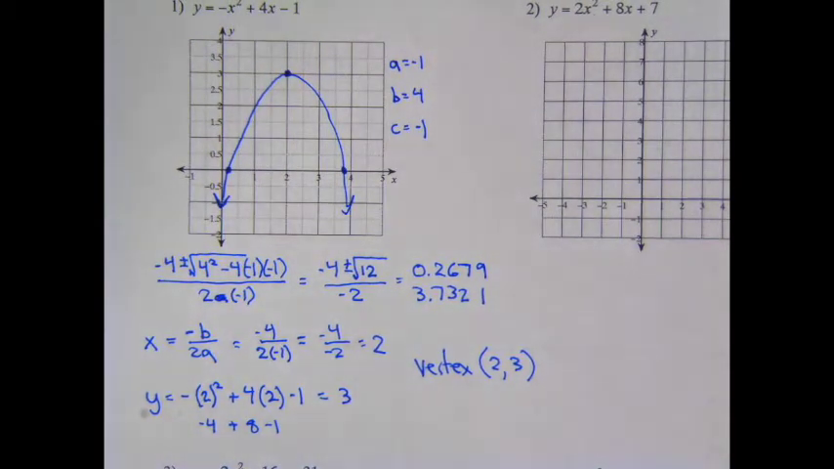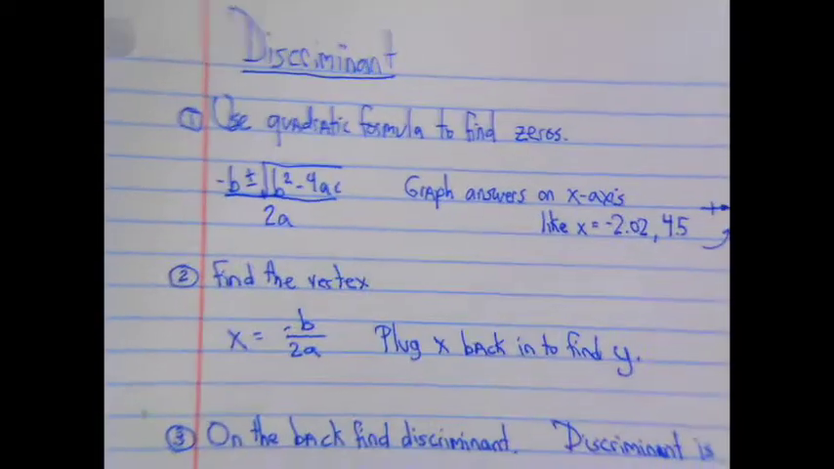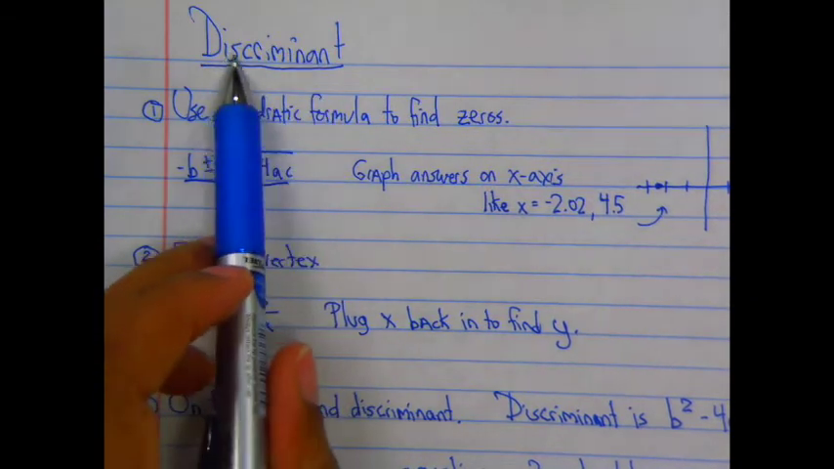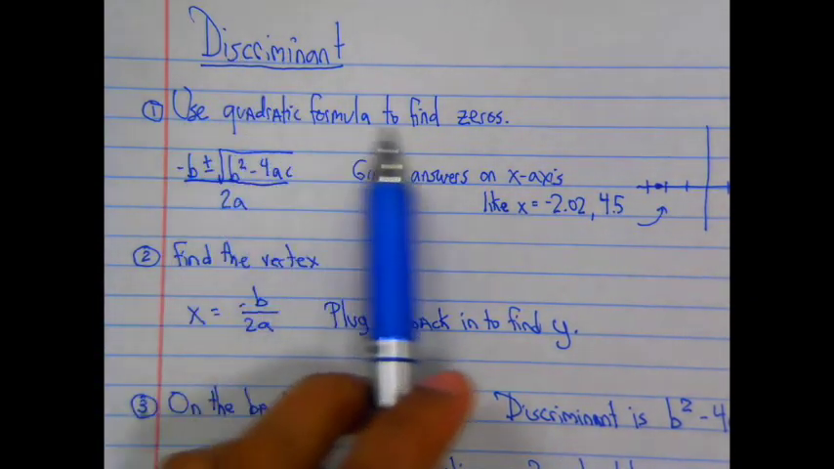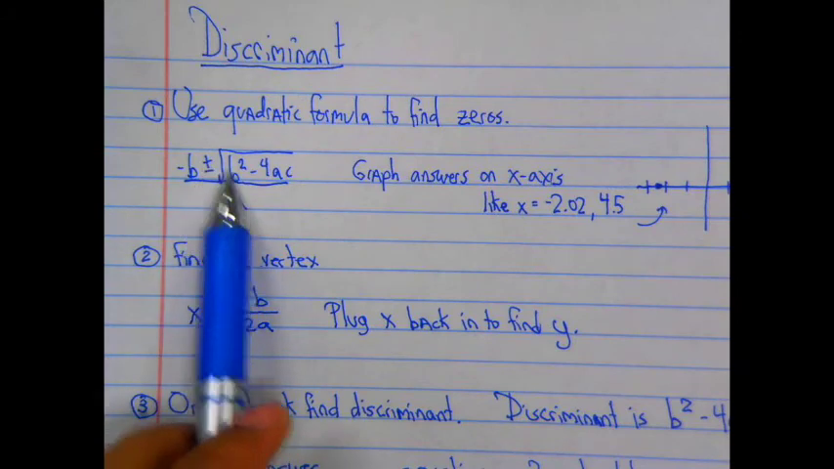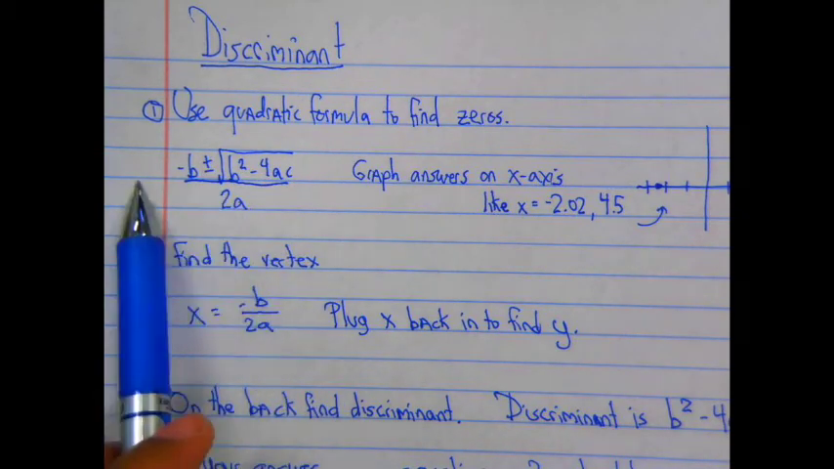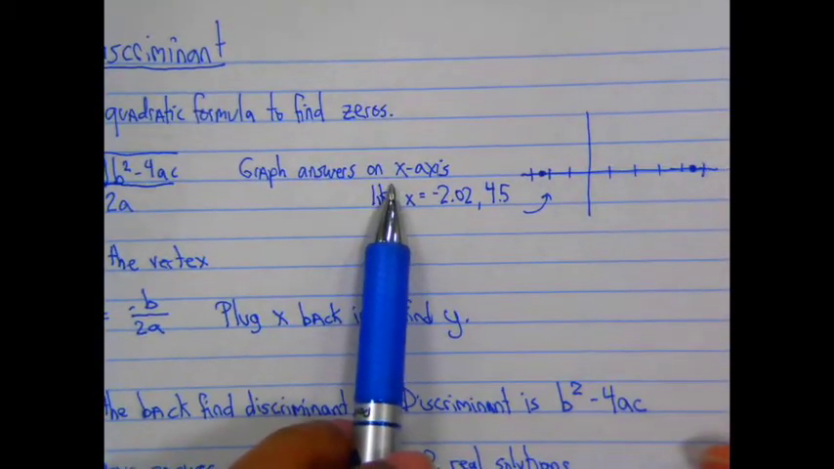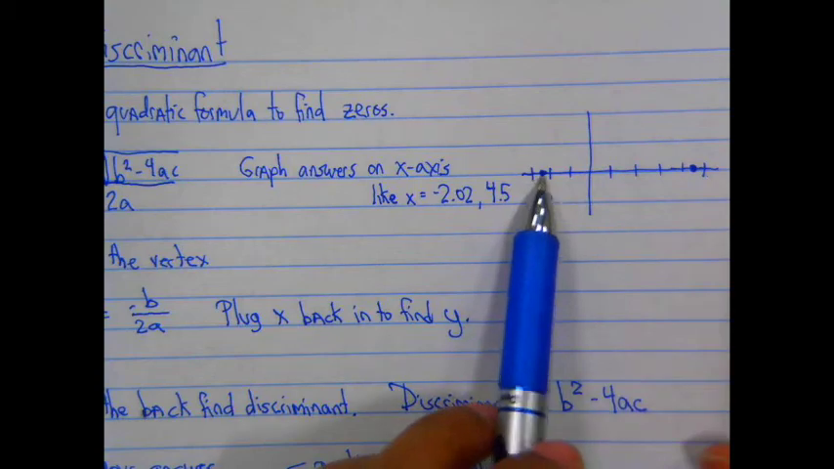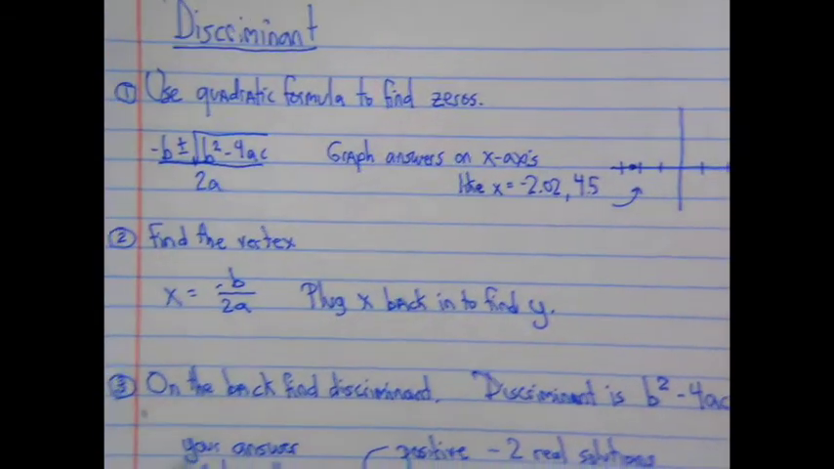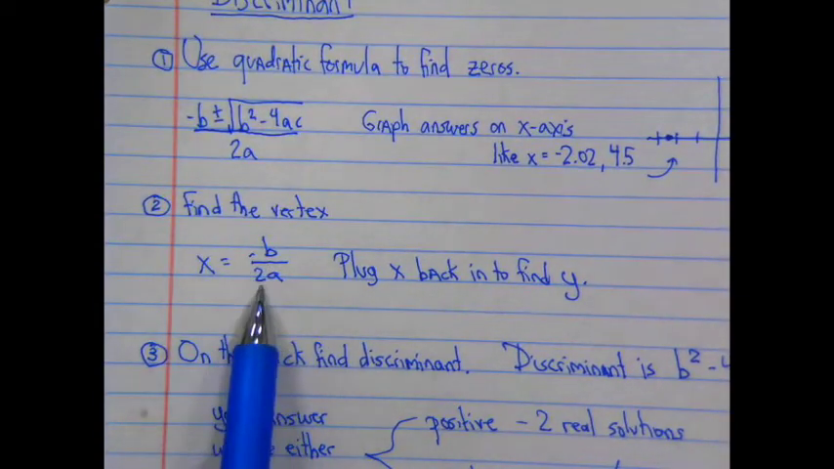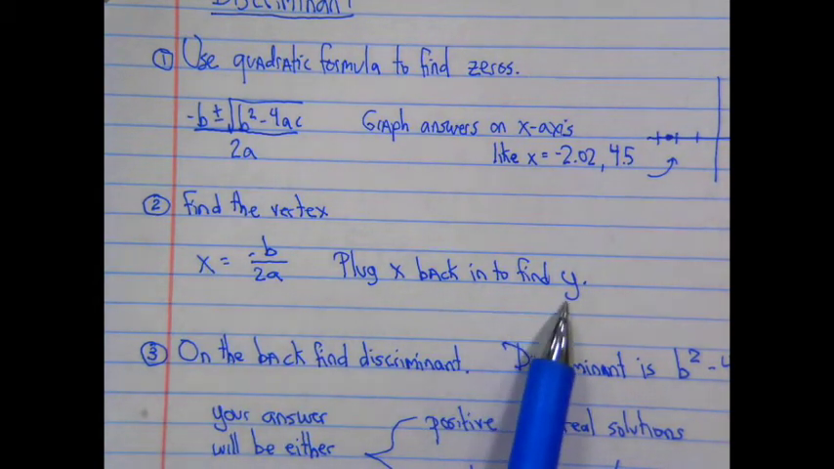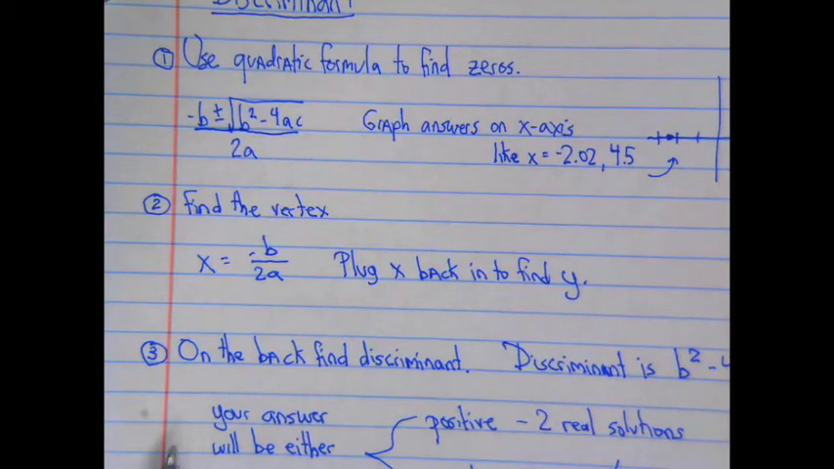Okay, so let's go over the steps on how to do these problems. This is for the discriminant checkpoint. For the first 6 questions, you use the quadratic formula, -b plus or minus square root of b squared minus 4ac all over 2a, to find the zeros. When you get the zeros, you graph them on the x-axis, whatever decimals you get. Then you find the vertex using -b over 2a, and whatever value you get for x, you plug back into the equation to find the y value.